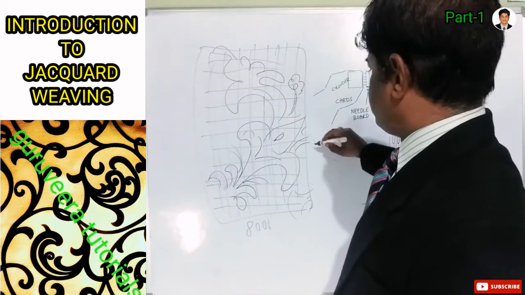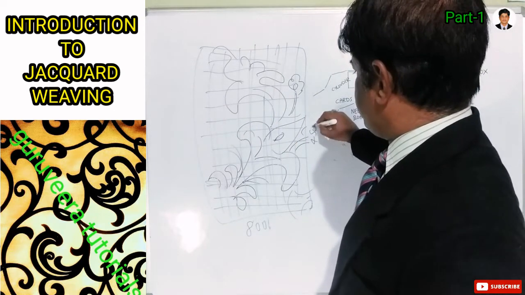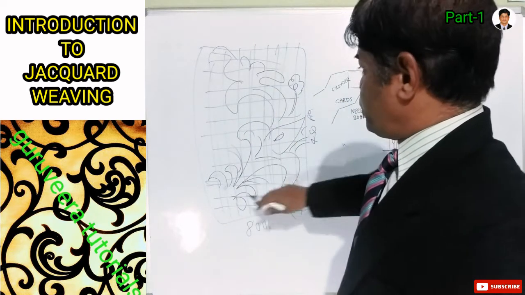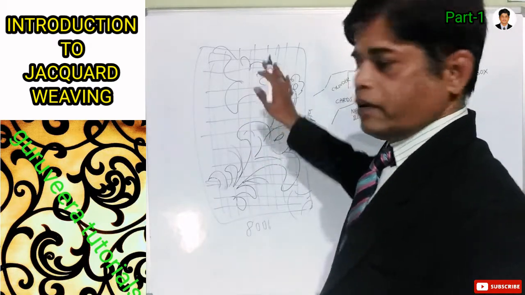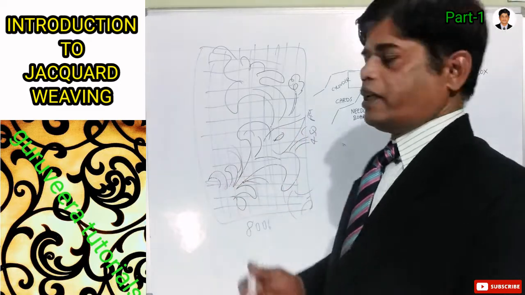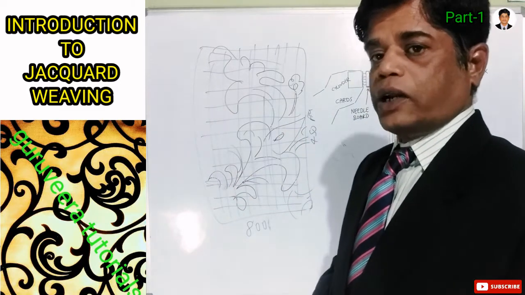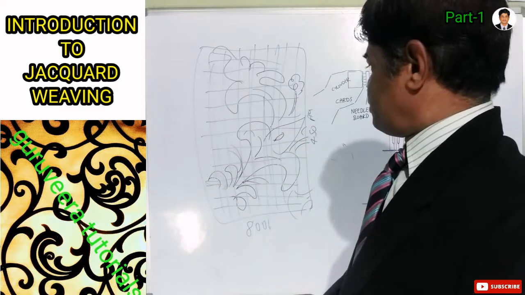Here picks are required, 450 picks are required. To produce one design, a jacquard design, 800 warp threads and 450 picks are required. Okay, this is one repeat.